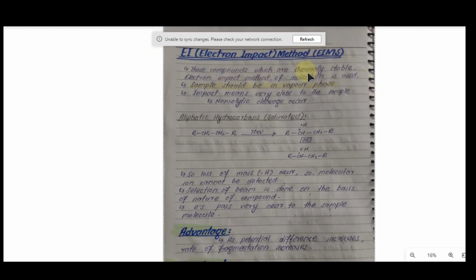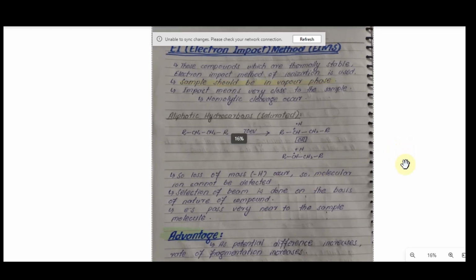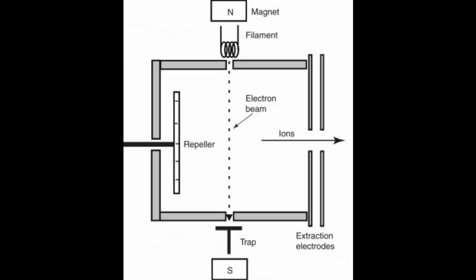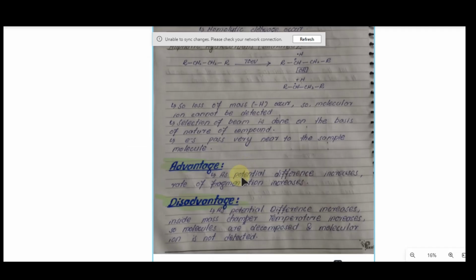In this method, we will discuss thermally stable compounds, because thermally stable compounds have the ability to detect the molecular ion even at high temperature. Otherwise, all the other compounds which are not thermally stable will be converted into fragments and will not be detected as molecular ion. The sample must be thermally stable. We will take the sample in the vapor phase, as when the sample is in the vapor phase, it is easy to ionize it.